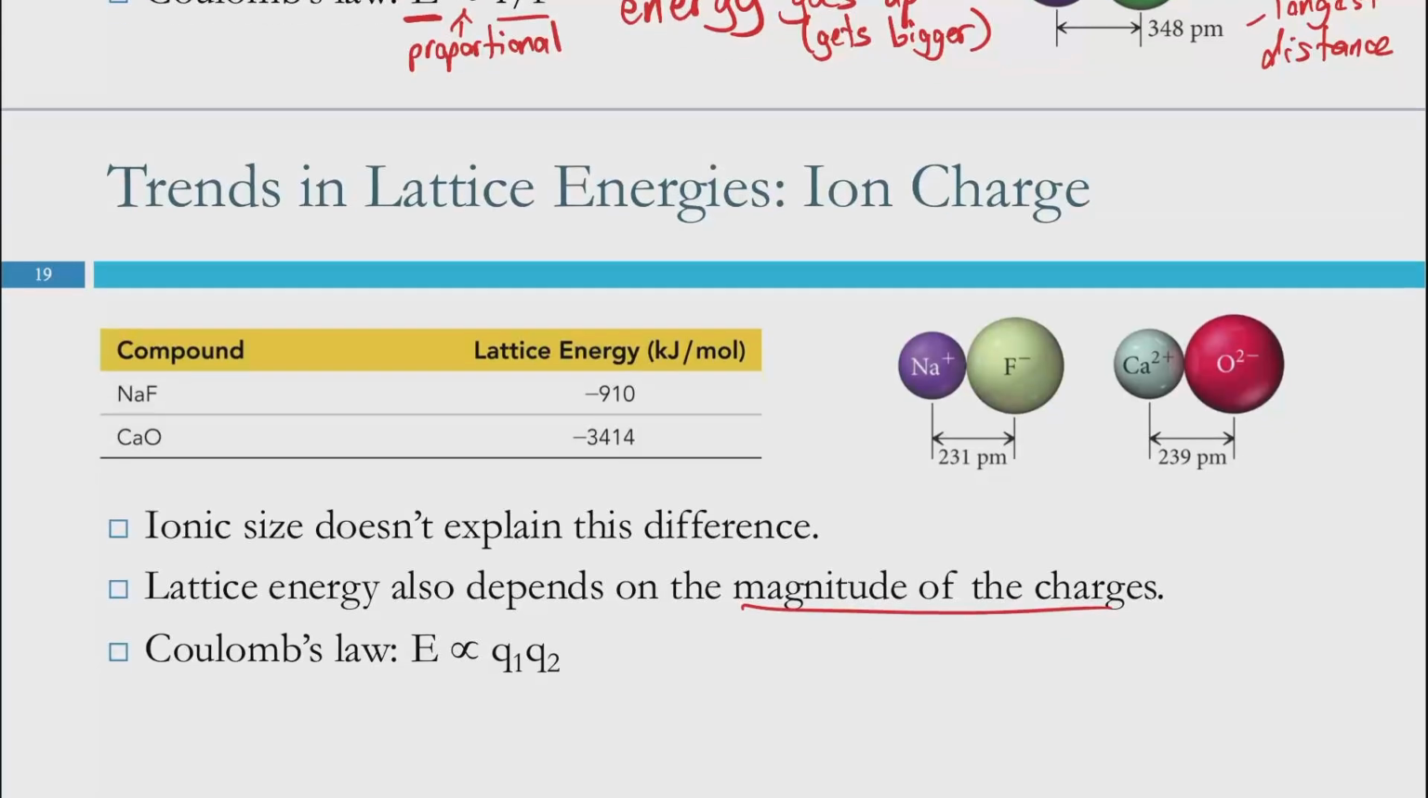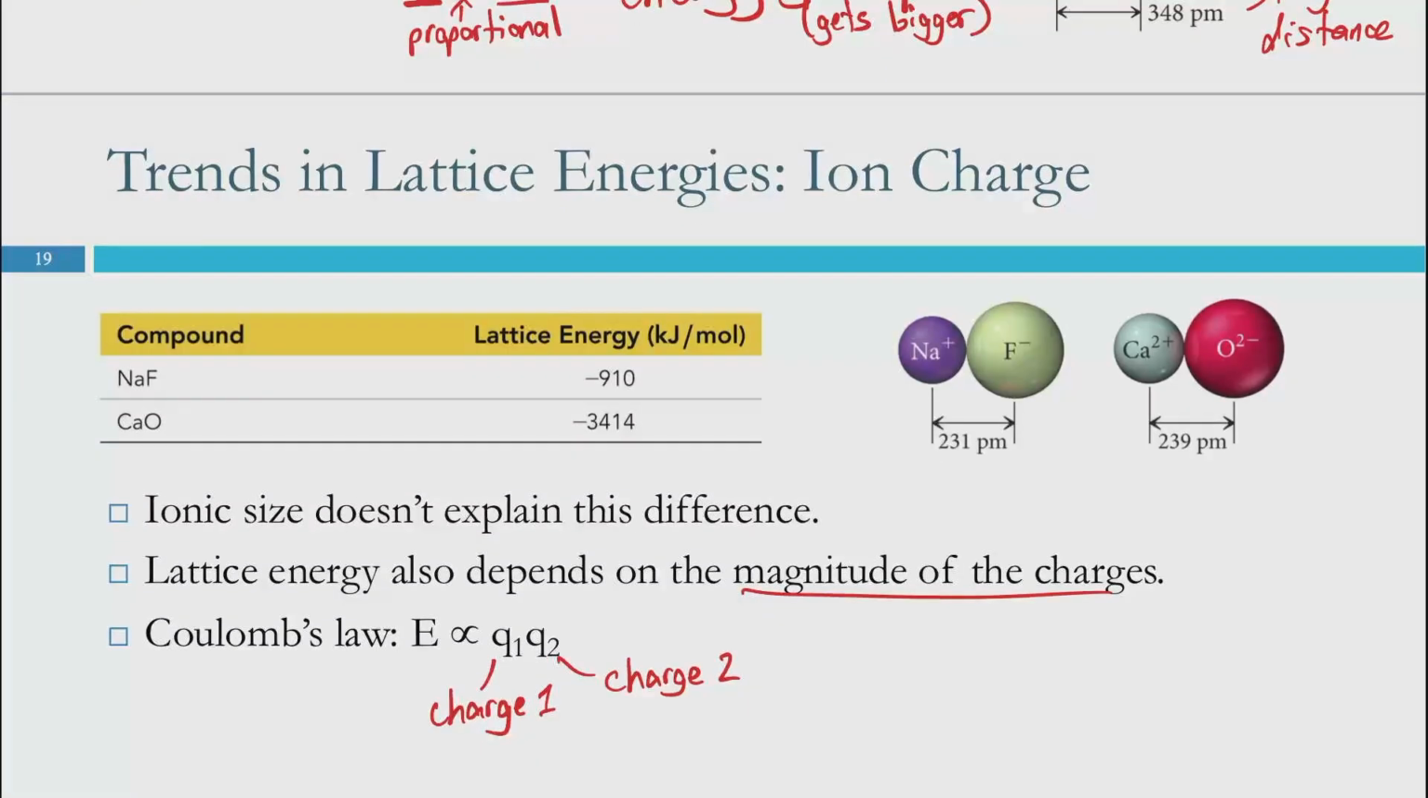Coulomb's law also has a charge 1 and a charge 2 in it, and the charges and the energy are proportional. So as charge increases, the energy increases. And by increases, I'm talking about the magnitude. It's more negative.